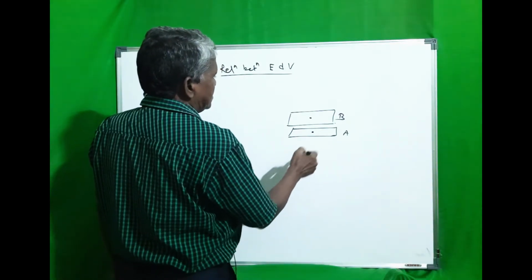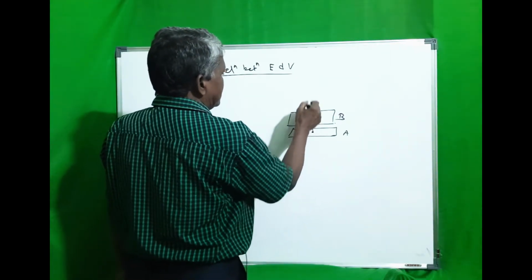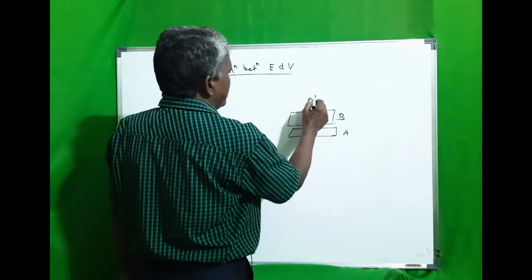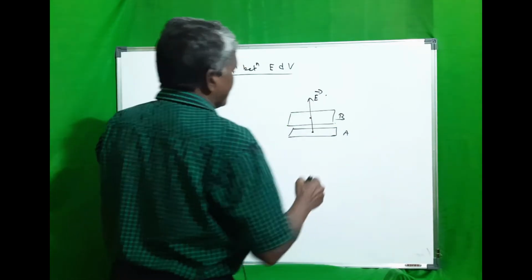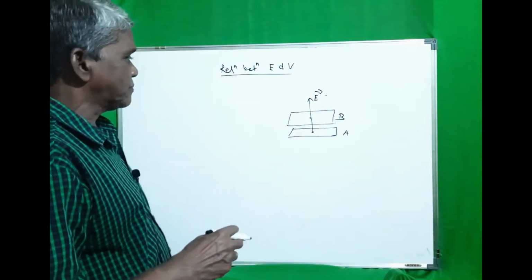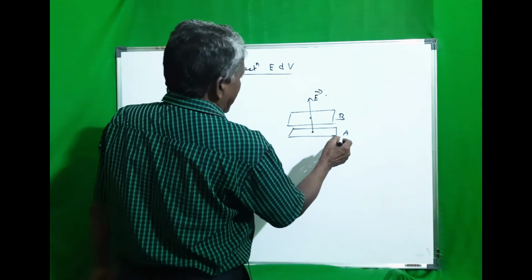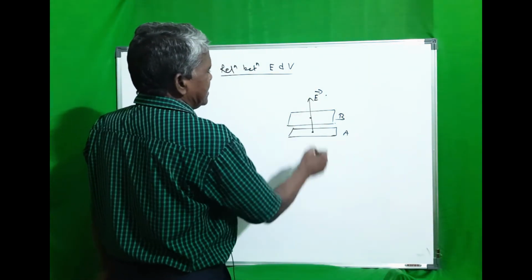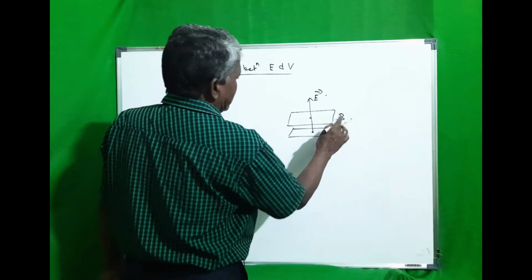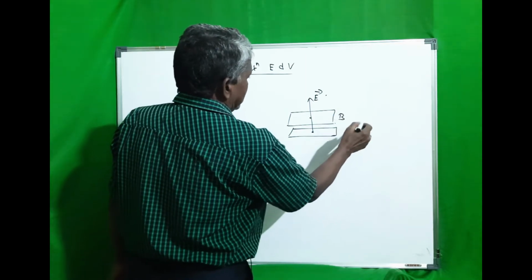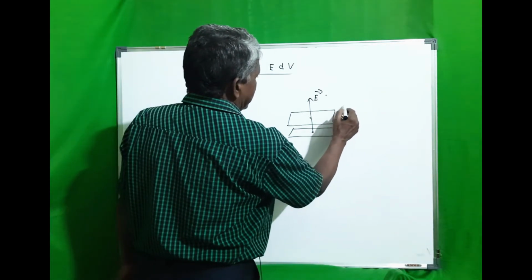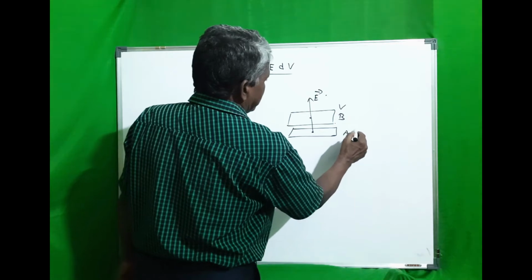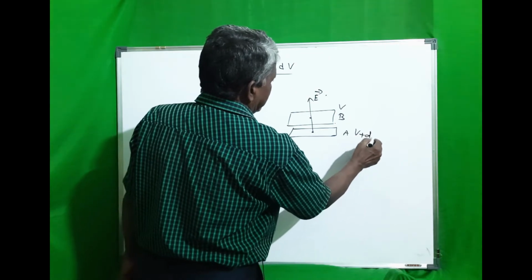Suppose the electric field is from A to B. And along the direction of field, potential decreases. So if this is V, then this will be V plus dV.